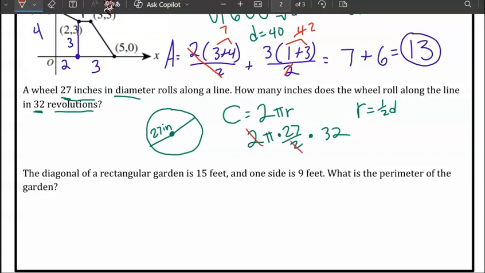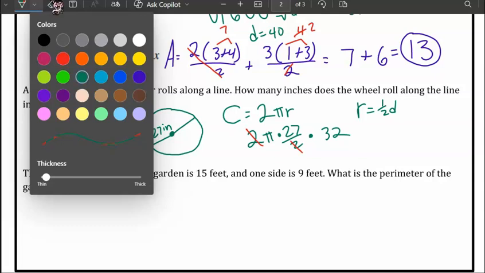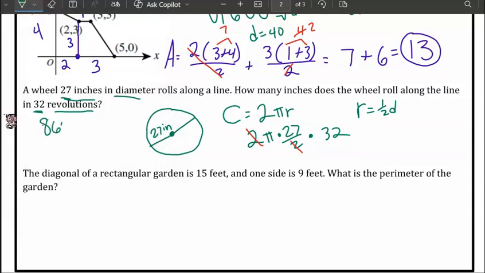And then we're going to multiply that by 32. The 2's cancel, and then we have 864 pi, which is about 2,714.34 inches.